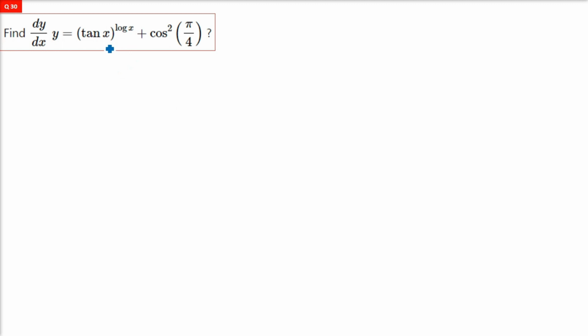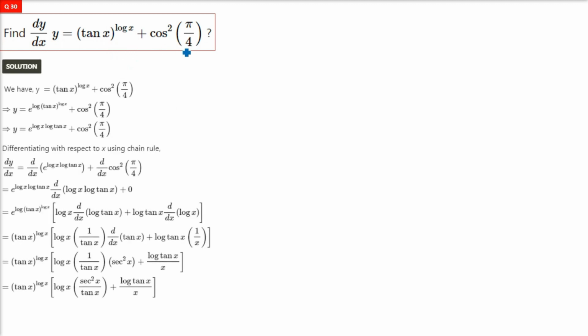Now 10x to the power log x plus cos square pi by 4. This is y. Now what do you see here? What will be the differentiation of cos square pi by 4? Cos pi by 4 is cos 45 degree. This is 1 by root 2. 1 by root 2 whole square is 1 by 2. This is a constant. Constant differentiation is 0. So you don't have to worry about anything. It is 0 only, right?